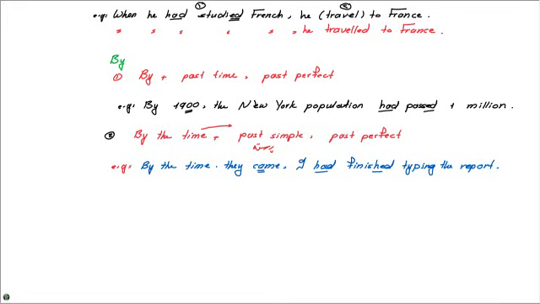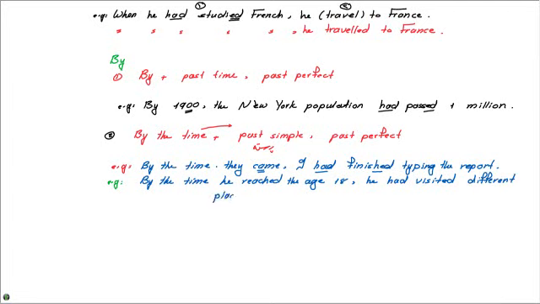Or we can say, by the time he reached the age 18, he had visited different places around the world. By the time he reached the age 18, here we have past simple tense. He had visited different places around the world. Here we have had visited, past perfect.